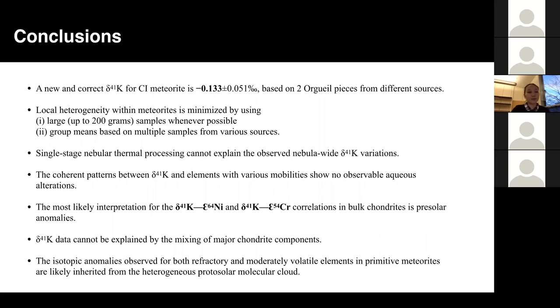And our potassium isotope anomalies support that the protosolar anomalies are preserved for both refractory elements as well as moderate volatile elements in primitive materials like chondrites. And those variations are likely inherited from the heterogeneous protosolar molecular cloud.